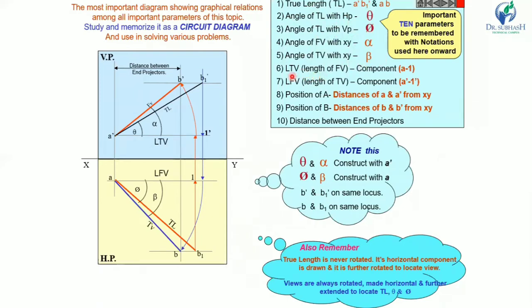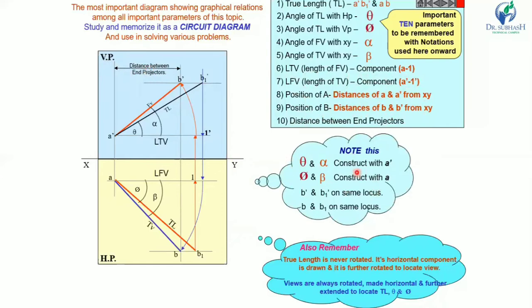Then LTV means the length of front view component A1, length of top view component A dash 1 dash, position of A, distance of A and A dash from XY, position of B, distance of B dash and B from XY, and distance between the end projector. Here you can see this is the distance between the end projector.